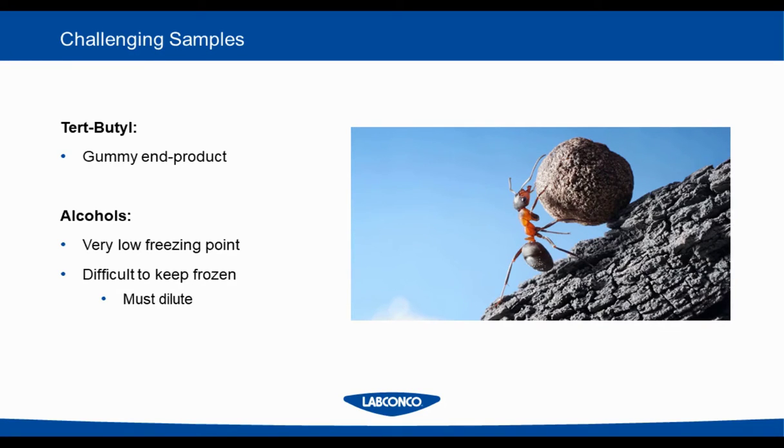Alcohols are difficult to freeze dry because of the low eutectic temperature and lack of temperature differential between the sample and the collector temperature. They must be diluted to 10% or less and use a -105 freeze dryer for successful freeze drying.